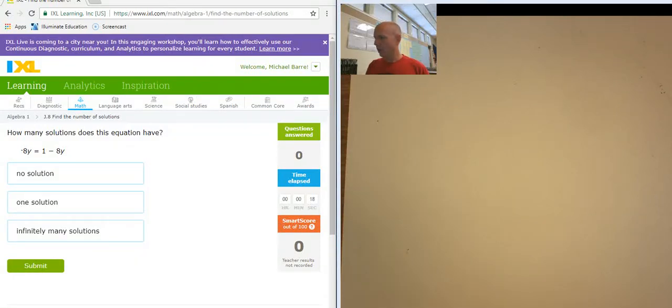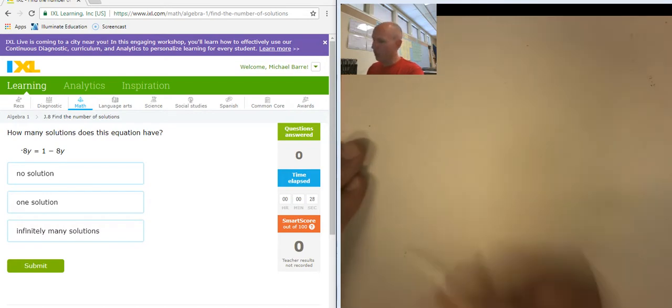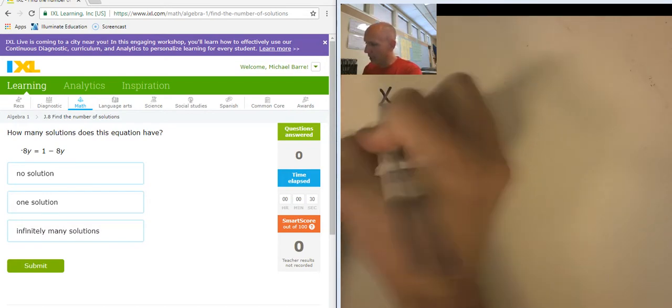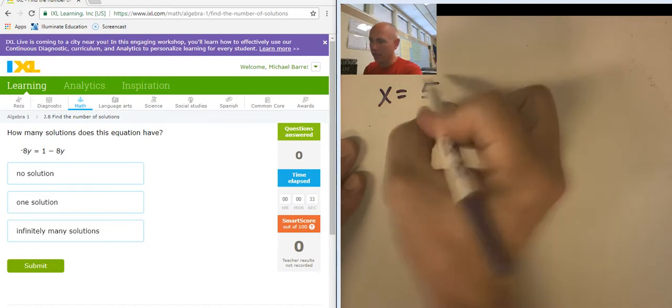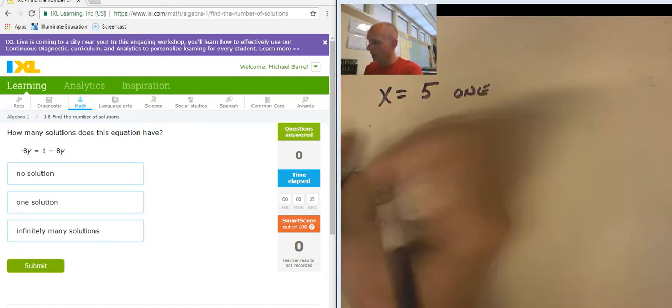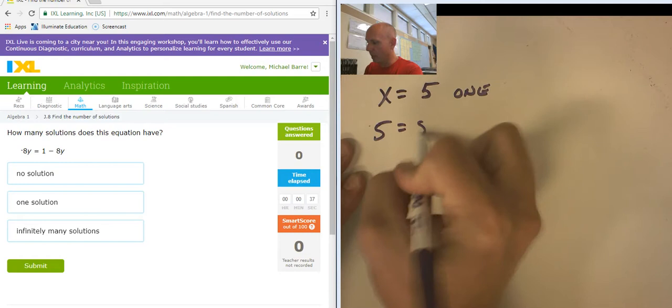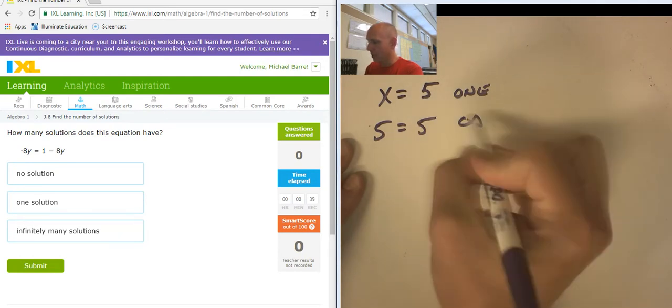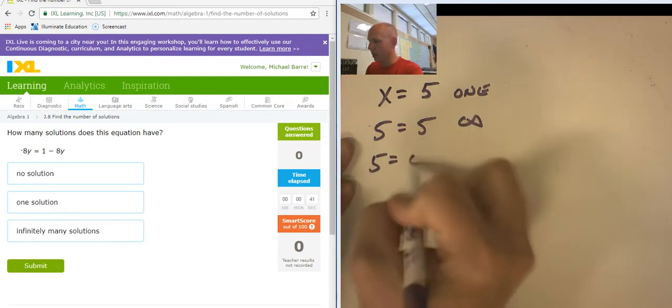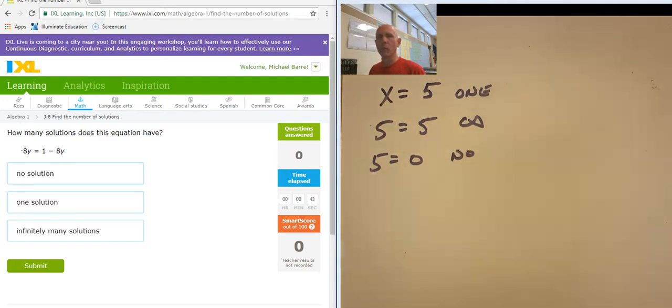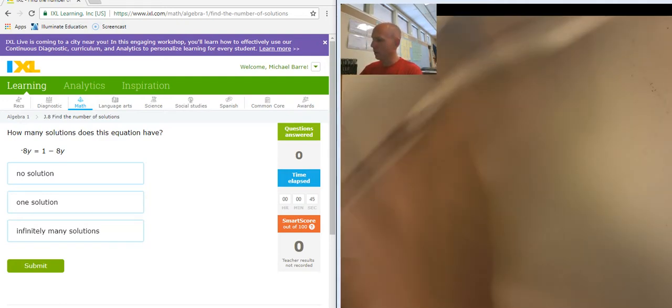This is Mr. Barr. This IXL deals with finding the number of solutions. So we're probably looking at the one, none, infinite type of thing here. Quick review of it. If you start working in the equation and you get something that looks like x equals 5 at the end, that's a 1 solution. If it ends up with something like maybe 5 equals 5, that's an infinite solution. And if you get 5 equals 0, that's a no solution. So as you work through it, figure out what it is.